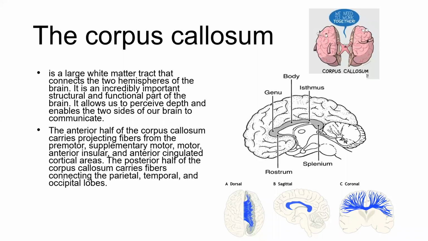Now coming towards the corpus callosum, I have already shown you the diagrams in the anatomy of the medial surface of the brain, where you can see them quite nicely and clearly. So, what is the corpus callosum? It is a large white matter tract that connects the two cerebral hemispheres of the brain. It is an incredibly important structure and functional part of the brain, as it allows us to perceive depth and enables the two sides of our brain to communicate.